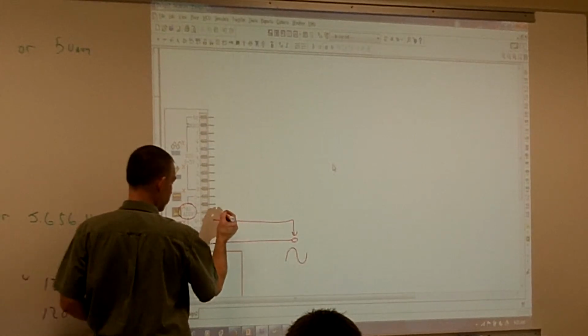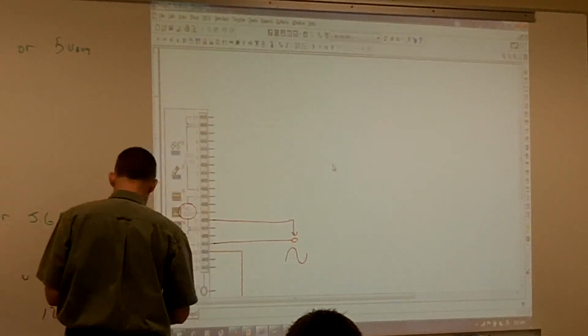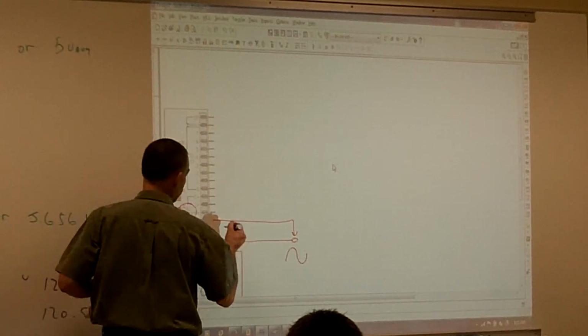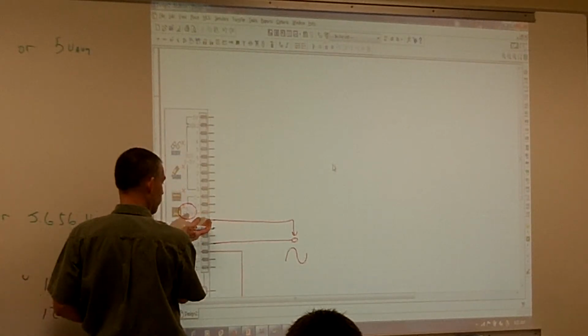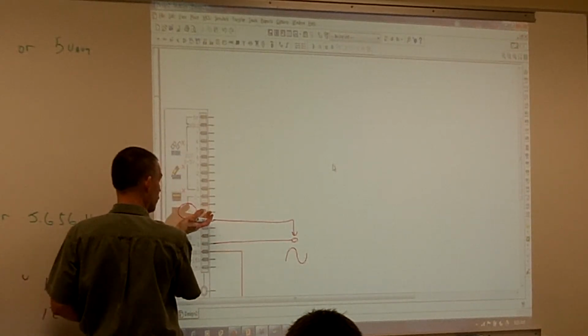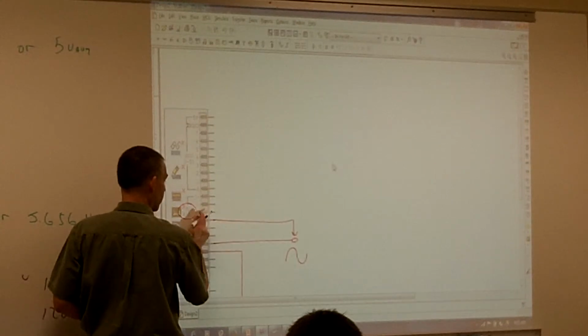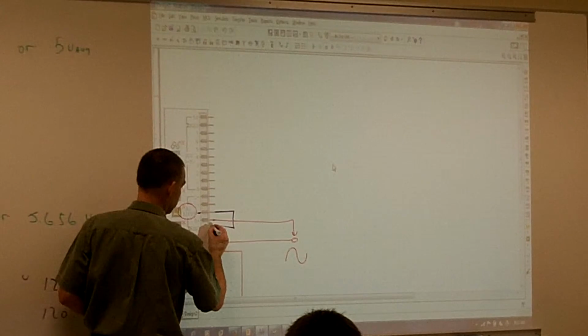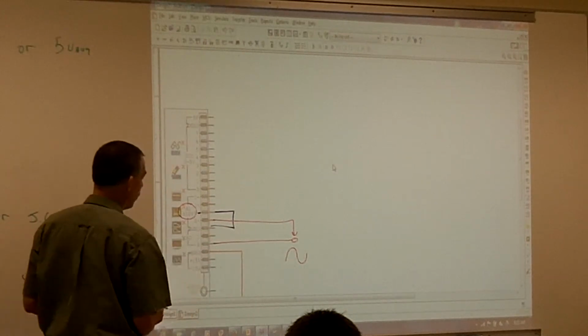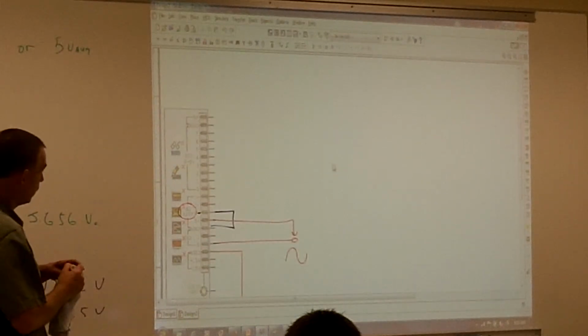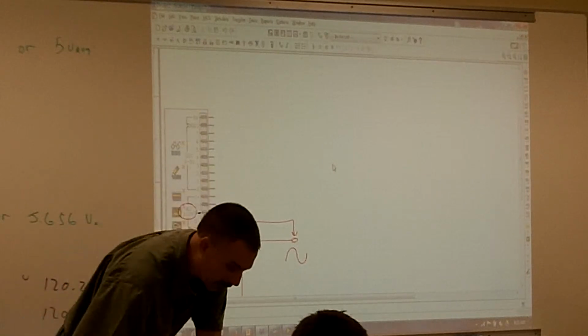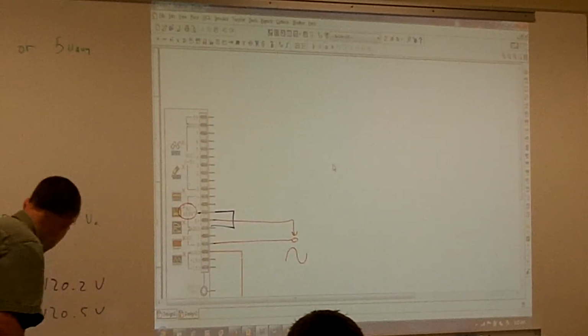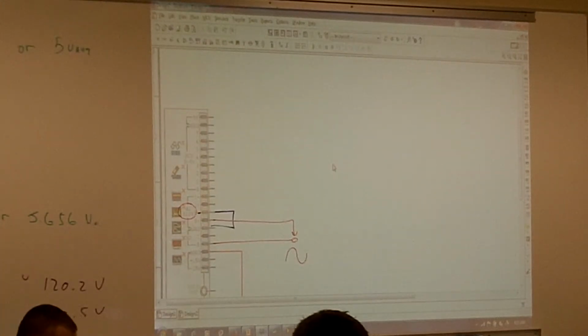For this particular case, it's just going to be my A ground. So on my other differential input, I have my inverting and my non-inverting. I'm going to take my inverting, which means it's my negative side, and I'm going to plug that right into my A ground. I already have it hooked up that way. So I'm just going to measure what's coming off my function generator.